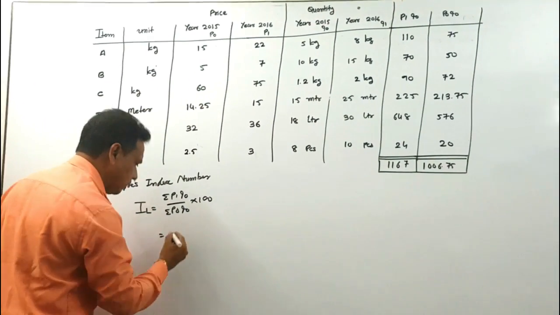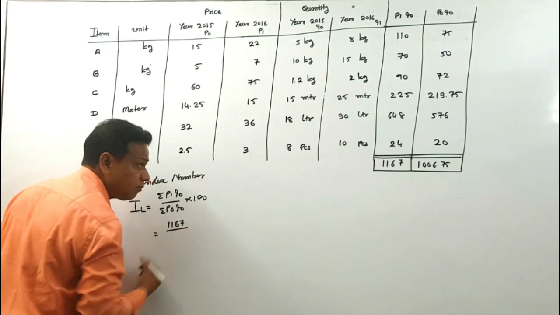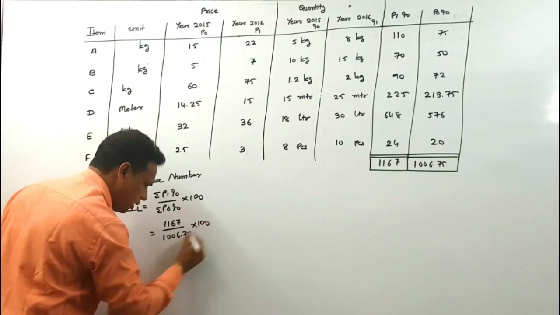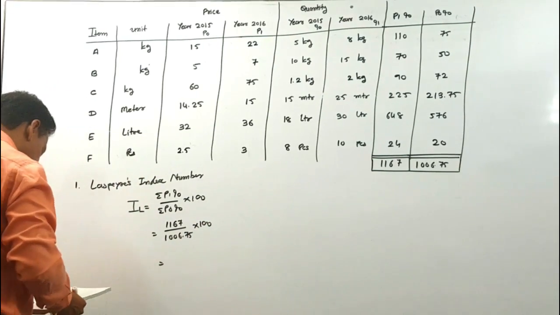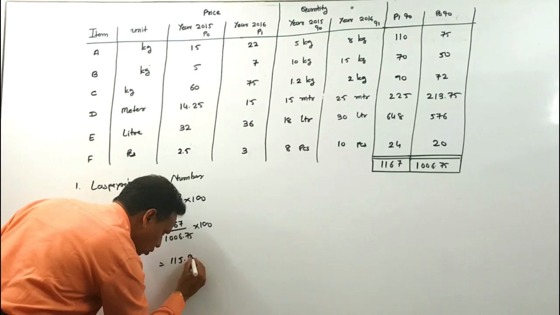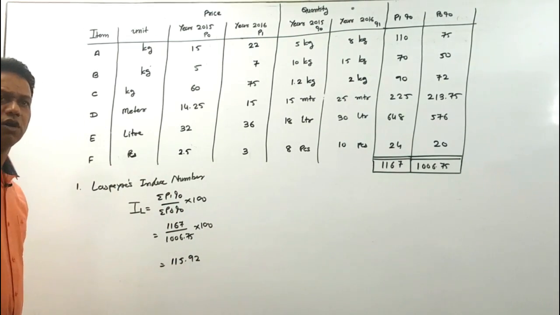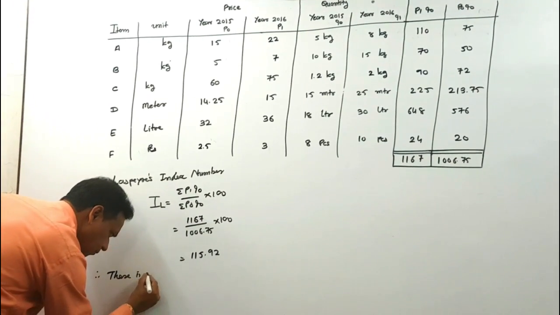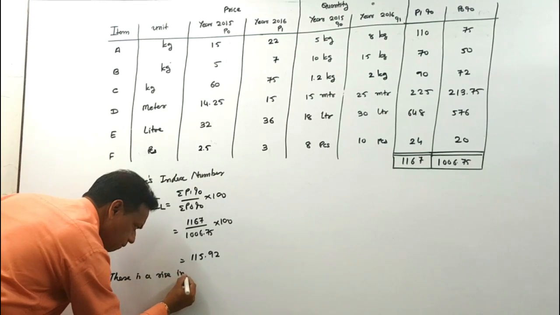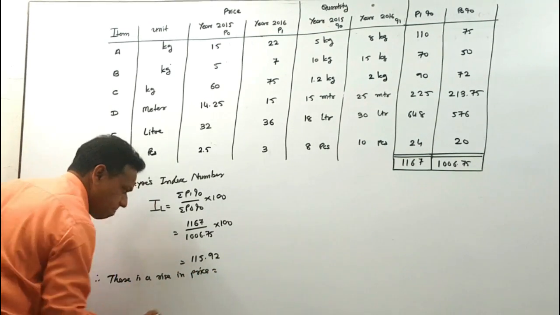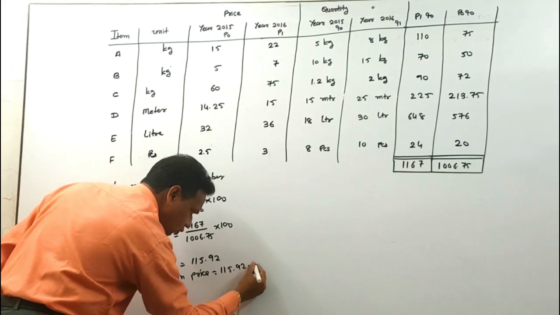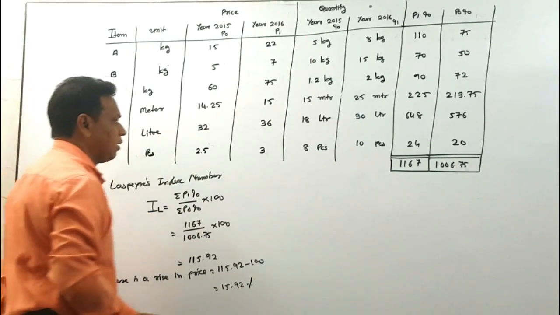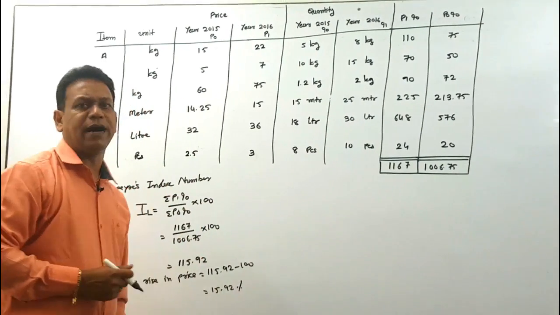So here we have to mention 1167 divided by 1006.75 into 100. By using our calculators, we get our answer: 115.92. The excess part is called rise in prices. So right now there is 115.92 minus 100, that is a 15.92 percent rise. Now we have to move to calculate Paasche's index number.